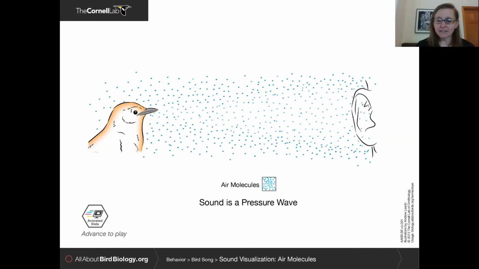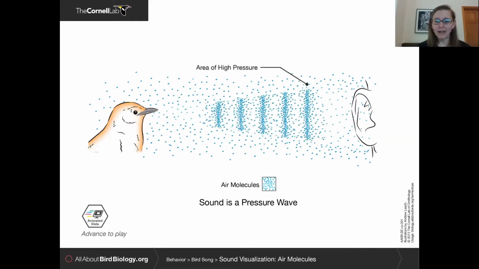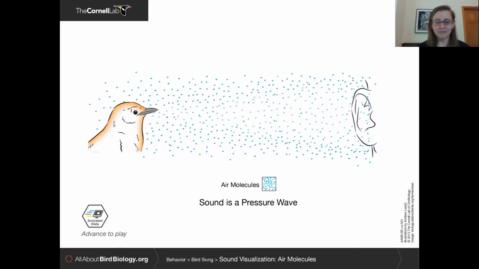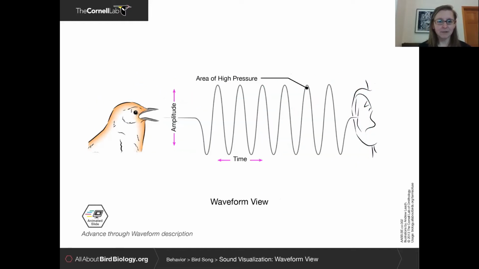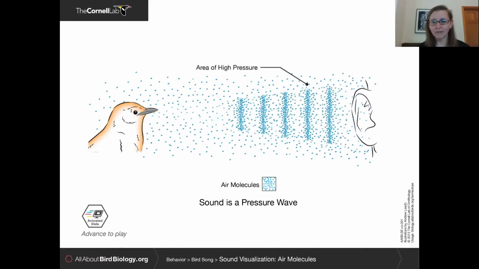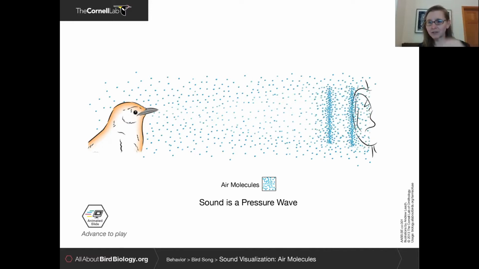Here is a visualization of a bird making a sound, and you can actually look at this pressure wave moving through the environment and being received by an ear. Here's the bird. Oops, I'm going to play this again. Here's the bird. It's making a sound. There's that sound wave, that area of high air pressure, being received by an ear. So that's all sound is: waves of pressure.